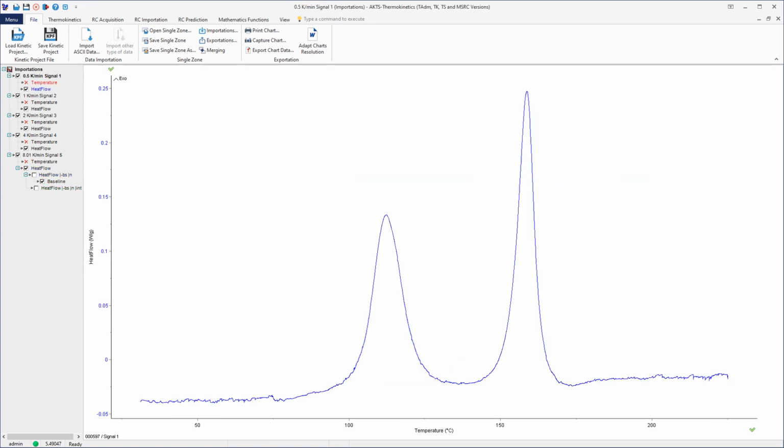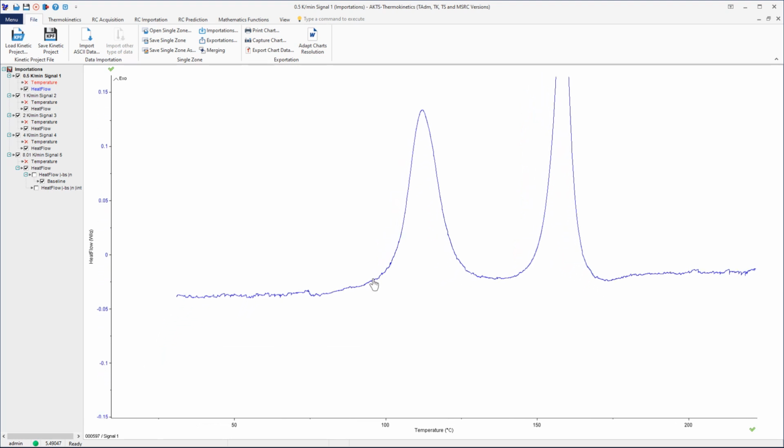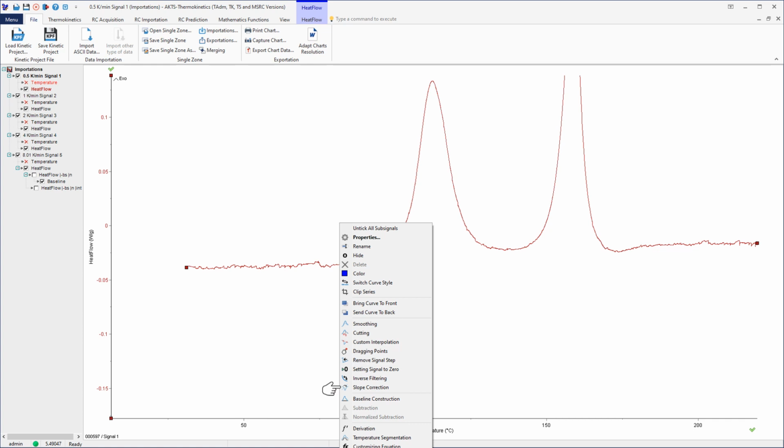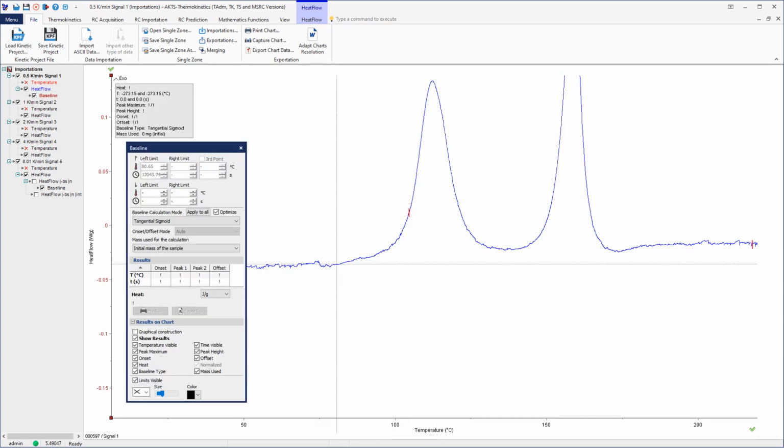The next step is the construction of the second baseline, usually for the curve recorded with the lowest heating rate, in this presentation, 0.5 Kelvin per minute. The baseline construction is performed the same way as already explained before.